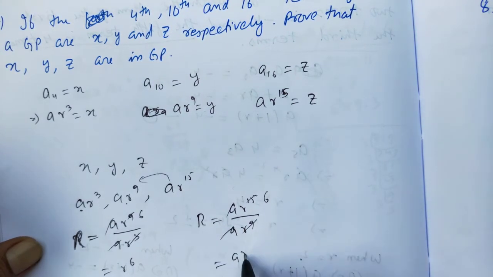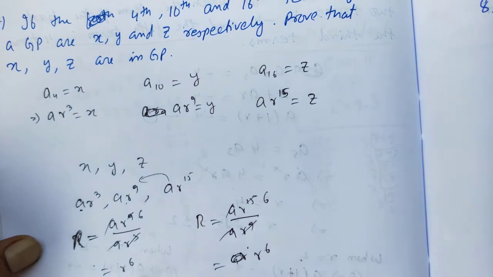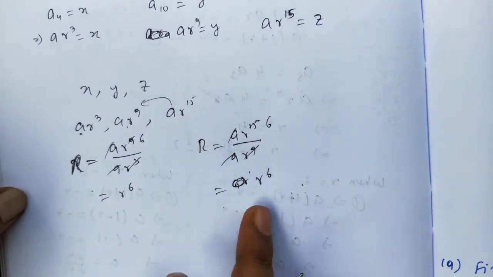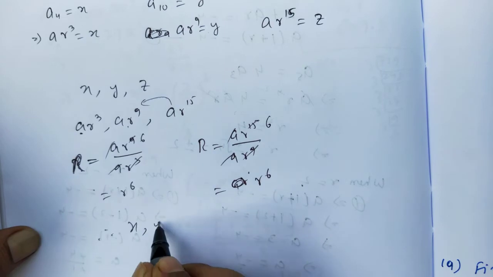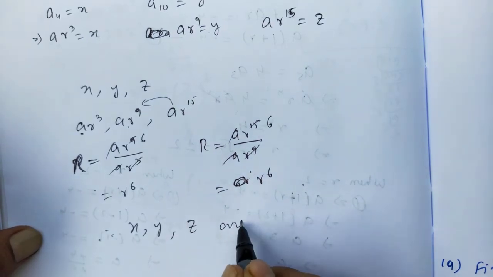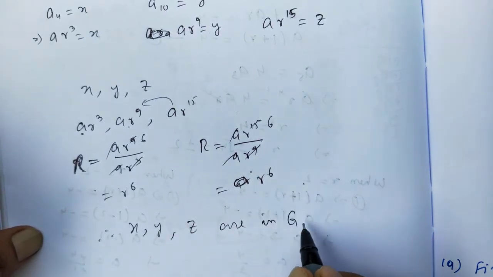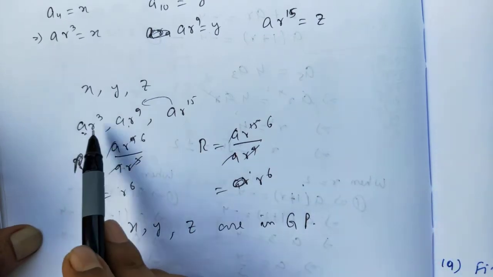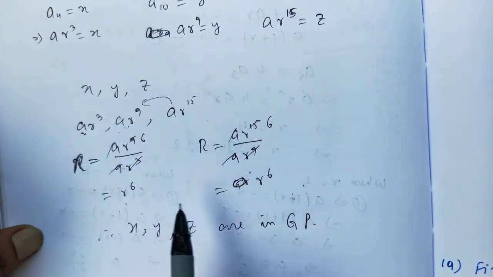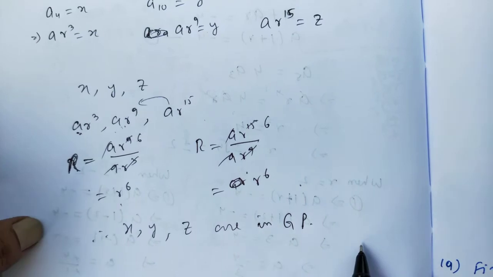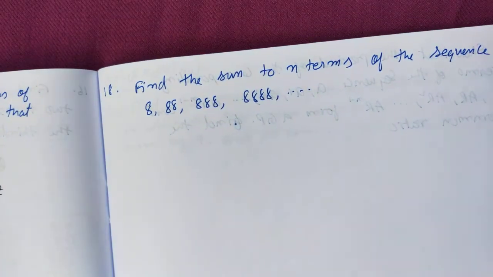We're getting only R6. Since the common ratio is the same in both cases, therefore X, Y, Z are in GP. Since the common ratio of these three are same, that means they are in GP. Let's do question number 18.